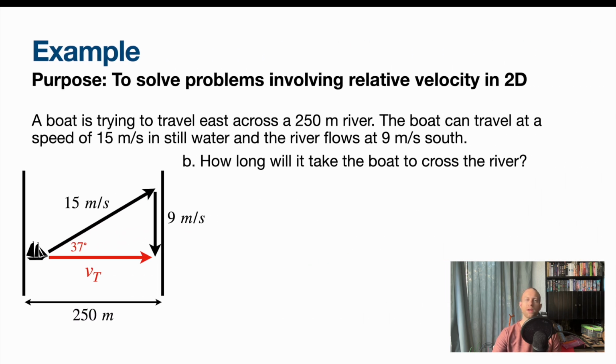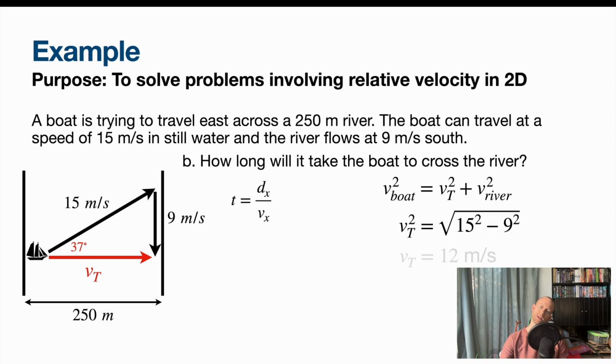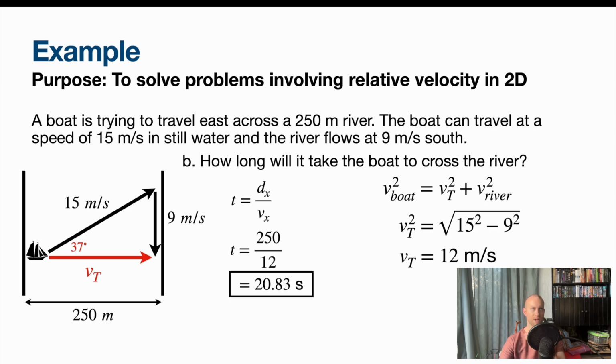Same example, except now we want to know how long will it take to cross the river. I have the distance in the x, but I need the velocity in the x. So first I need to figure out what is that total velocity in order to plug it in for time. So again, use Pythagoras, do some algebra, you get that your total velocity, or resultant, is 12 meters per second. Now we can plug this into the equation since we have both the x velocity and distance in the x. So that's how long it takes to cross.